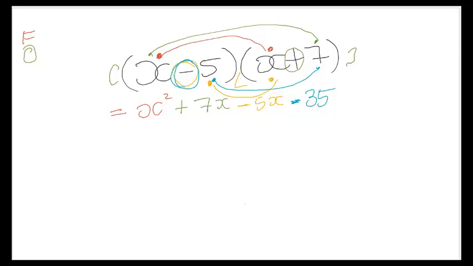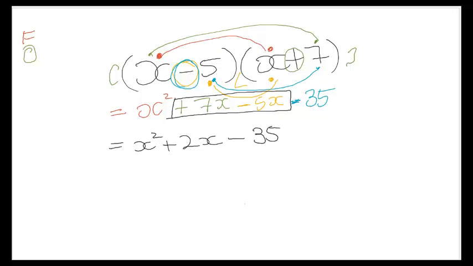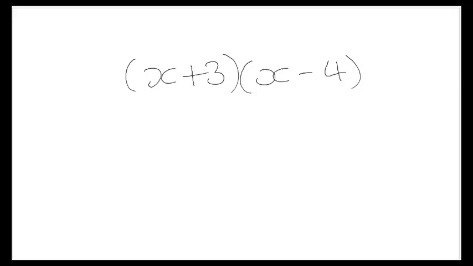And then I look for my like terms. So these are x to the power of 1. My final answer is x squared plus 7 minus 5 is plus 2x minus 35. That's my final answer. Let's do another one.